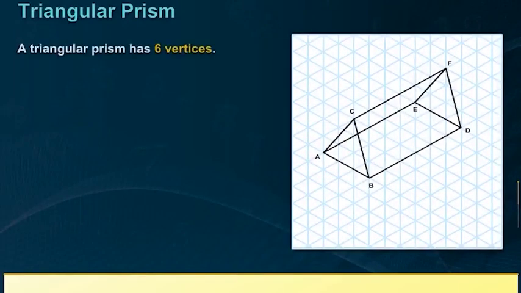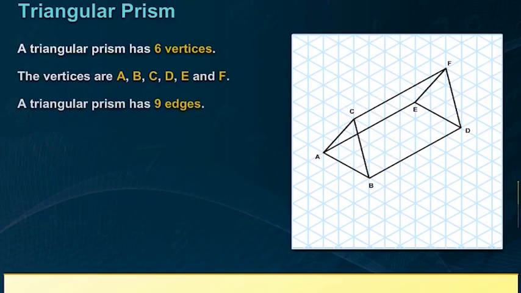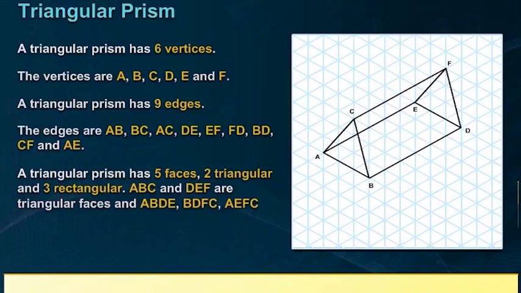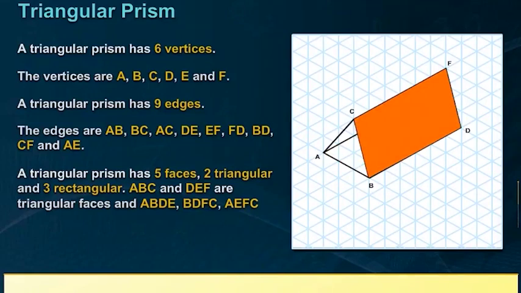Triangular prism. A triangular prism has 6 vertices. The vertices are A, B, C, D, E, and F. A triangular prism has 9 edges. The edges are AB, BC, AC, DE, EF, FD, BD, CF, and AE. A triangular prism has 5 faces, 2 triangular and 3 rectangular. ABC and DEF are triangular faces, and ABDE, BDFC, and AEFC are rectangular faces.